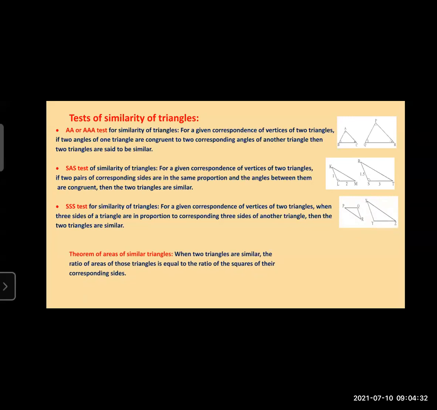And the last topic is the theorem of areas of two similar triangles. When two triangles are similar, we write that the ratio of the areas of those triangles is equal to the ratio of the squares of their corresponding sides. Okay, so see, if these two triangles are similar, we write their areas as delta 1 and delta 2.